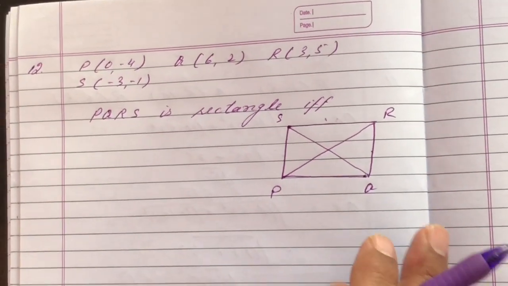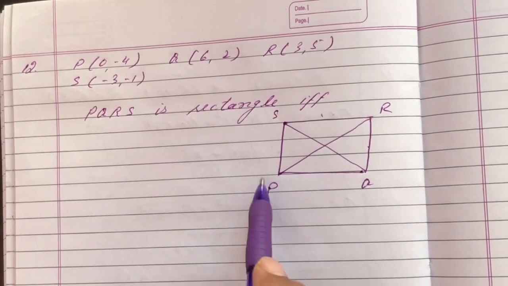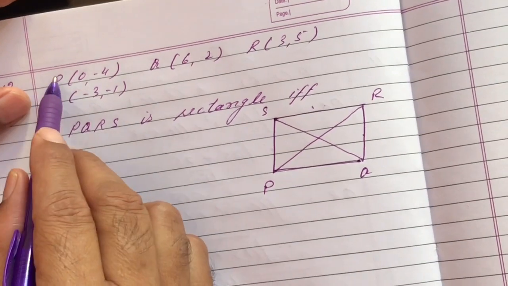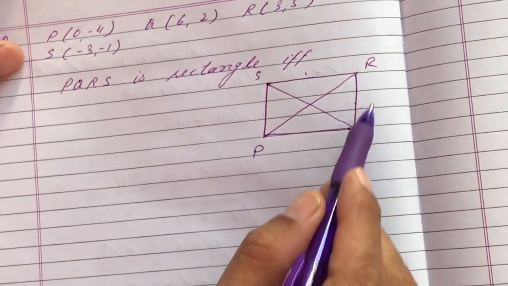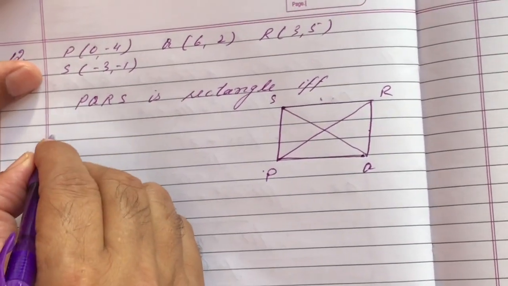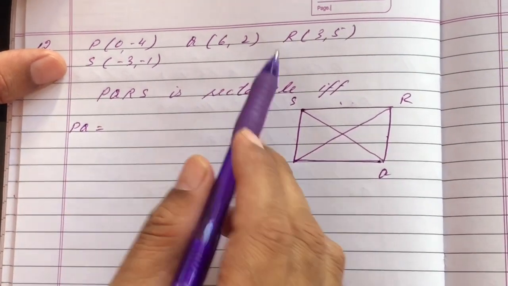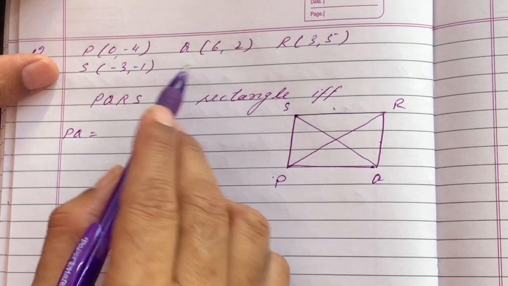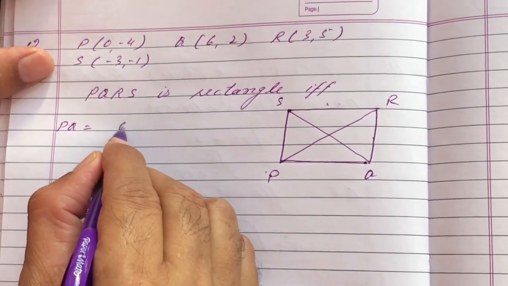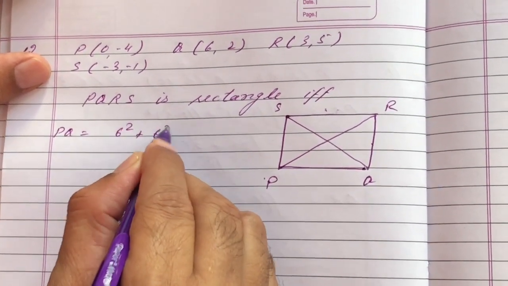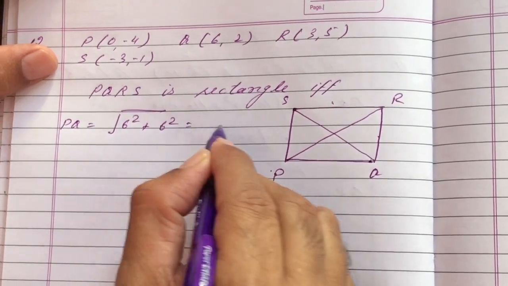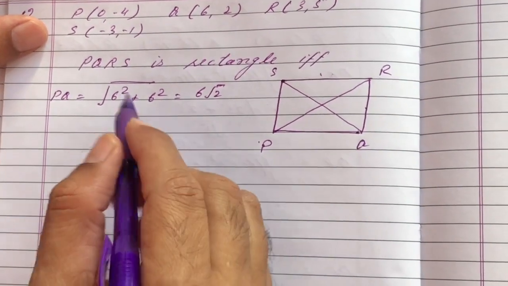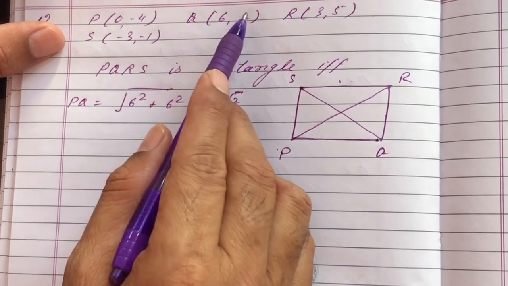So it is a lengthy one. We have to find all the four sides and diagonals. Then first I find sides PQ, QR, RS and SP. So what is PQ? I do it orally so that you can do it in your notebook easily. 6 square plus 6 square, it is 6 root 2. To save my time, I don't do the calculations, you can do it.